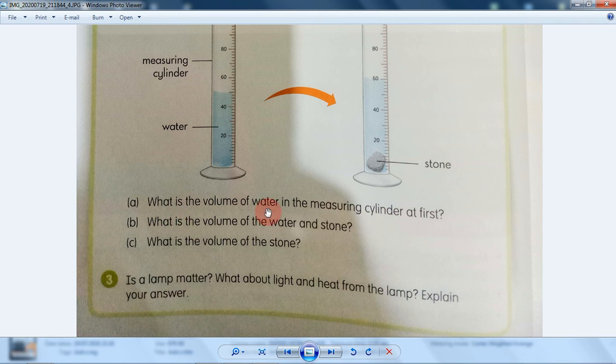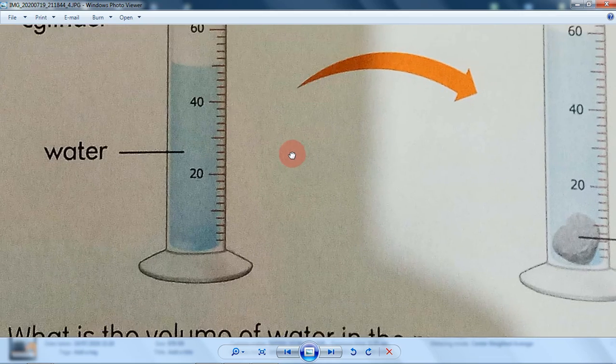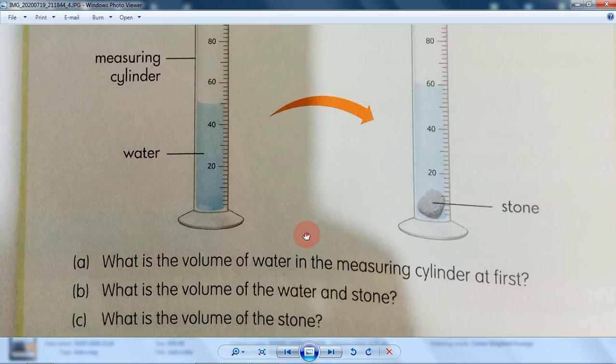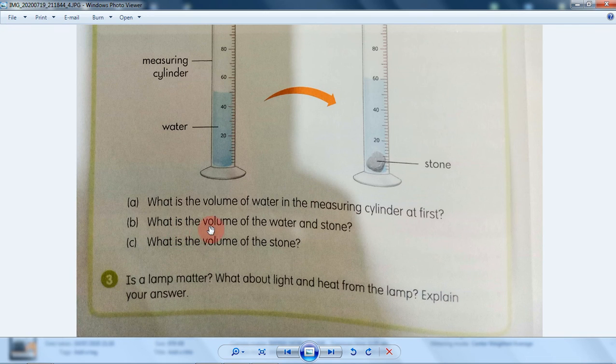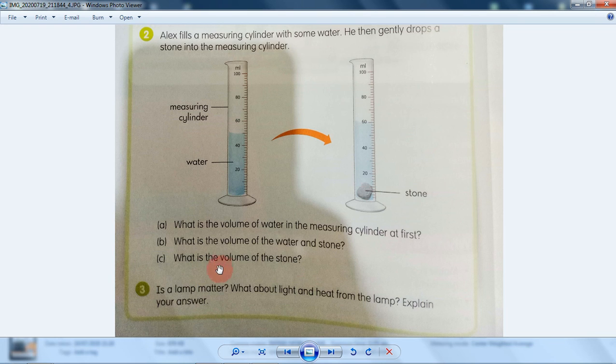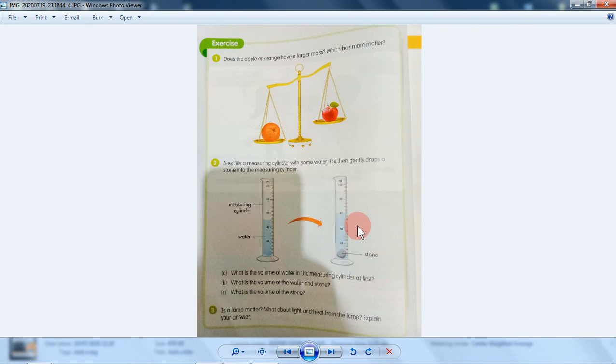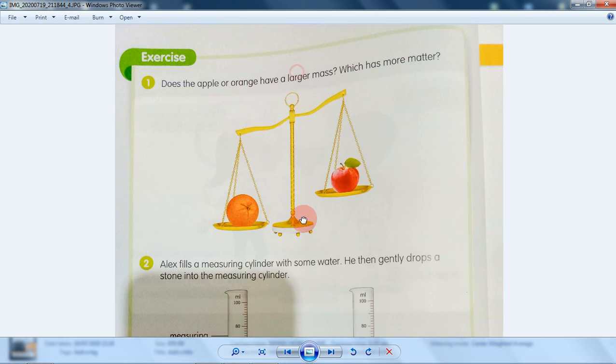What is the volume of water in the measuring cylinder at first? You can zoom it. I will send you the picture of it. And then what is the volume of water and stone? And then what is the volume of stone? And the third question: is a lamp matter? What about the light and heat from the lamp? Explain your answer. I want you to write it down.